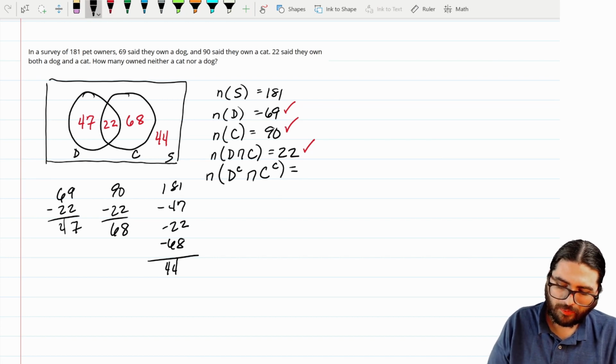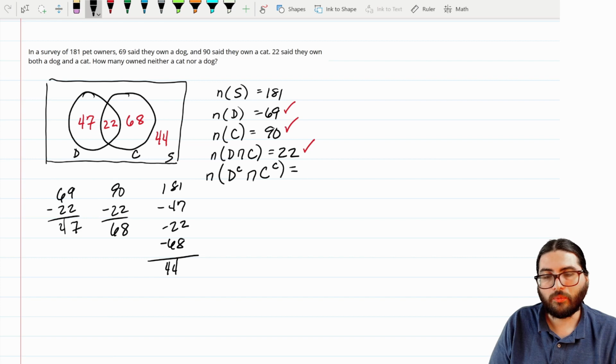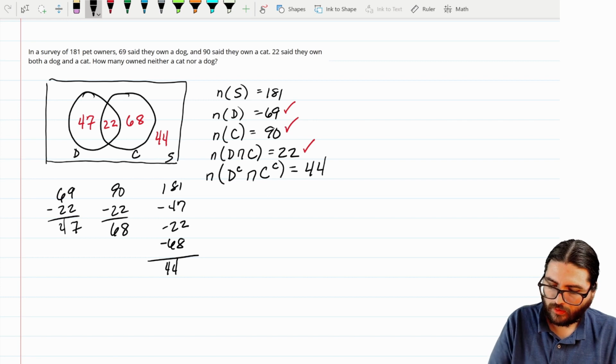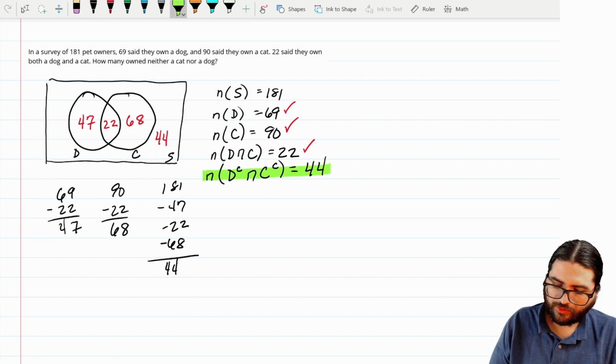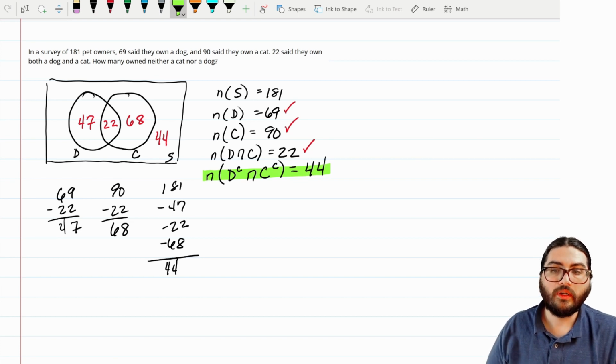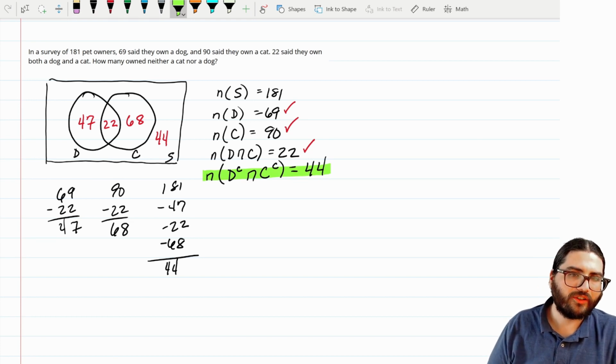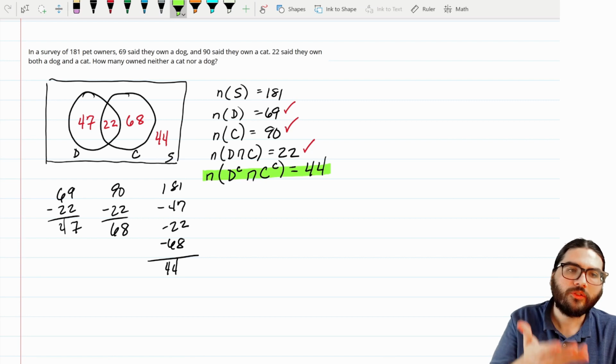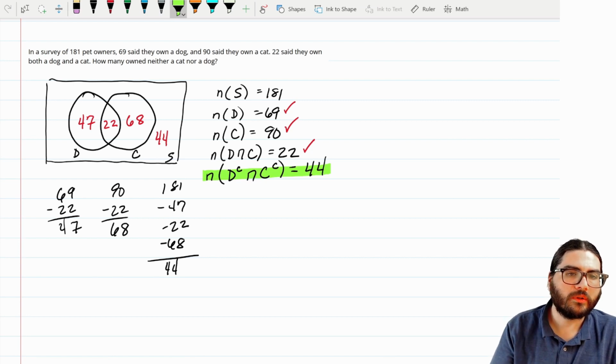Again, it makes sense because that's where I got the number from. I subtracted everything from 181. 44. In this particular problem, it just asks for that one number. Sometimes you'll have to fill out the entire diagram. Sometimes they're only going to ask for one number.